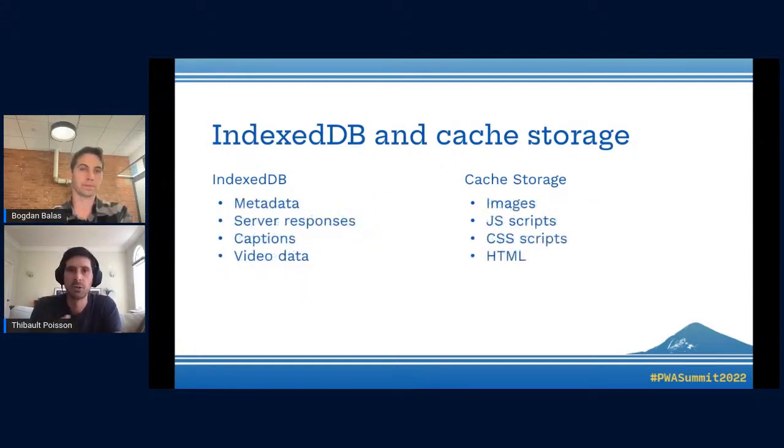Here is roughly how we use these APIs. Things that will be accessed and manipulated as JavaScript objects are stored in IndexedDB, and the video thumbnails and the assets for the app shell are stored with the cache API.